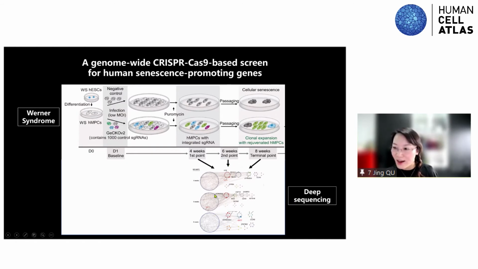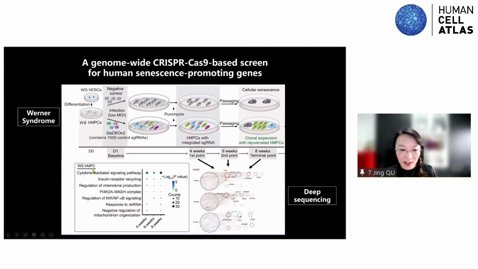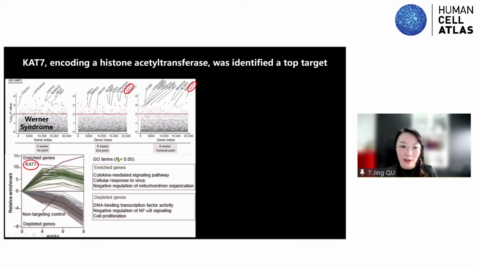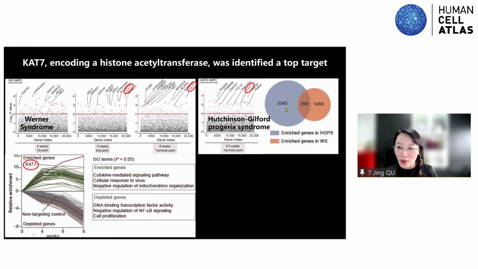The higher the guide RNA sequencing abundance, the stronger the ability of the gene, after knockout, to retard senescence. That is to say, the stronger the ability of the gene to promote senescence. We found a lot of candidate genes, and among them, only 11 have a known function in aging regulation. Based on GO analysis, these genes are related to the cytokine-mediated signaling pathway and the insulin response, among others, which are consistent with the well-known aging regulatory pathways. Starting from 6 weeks, a gene encoding a histone acetyltransferase, KAT7, reached the top 1 candidate position, and also ranked top in the other stem cell aging models, both Werner syndrome and HGPS.